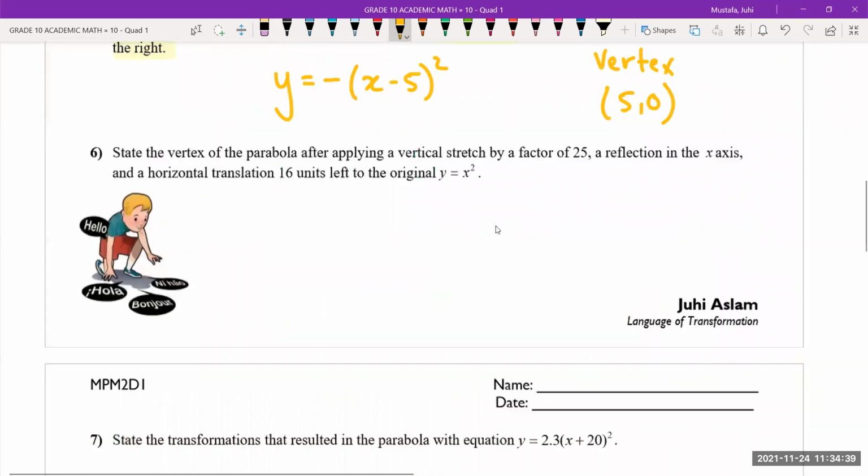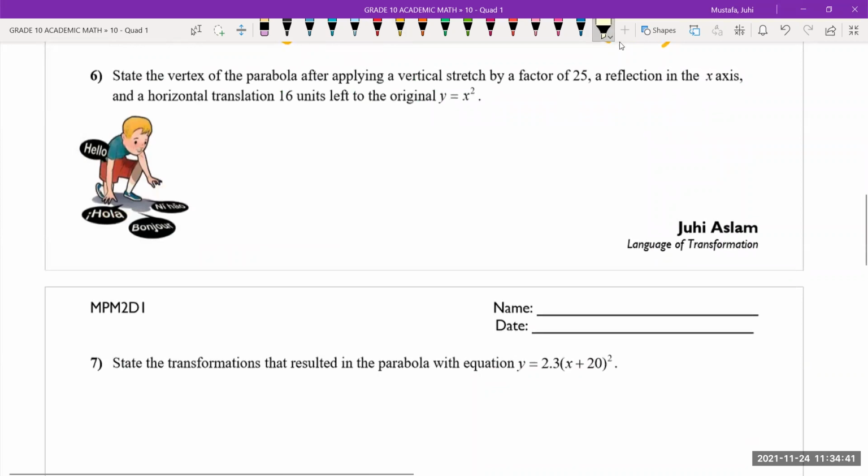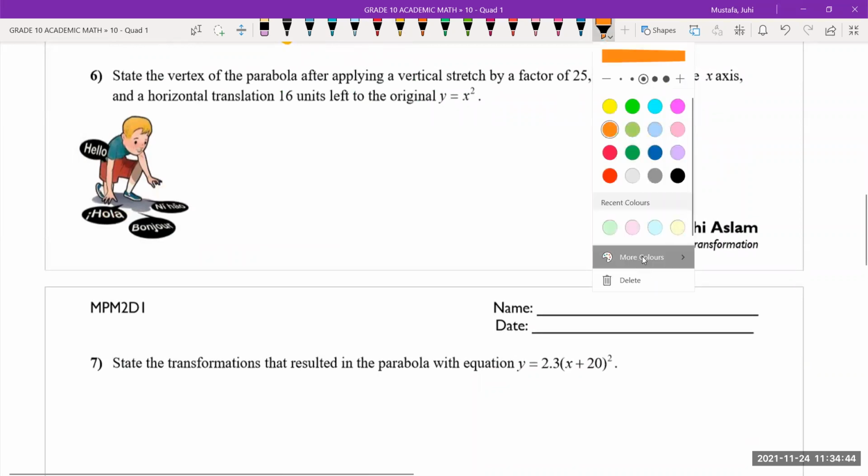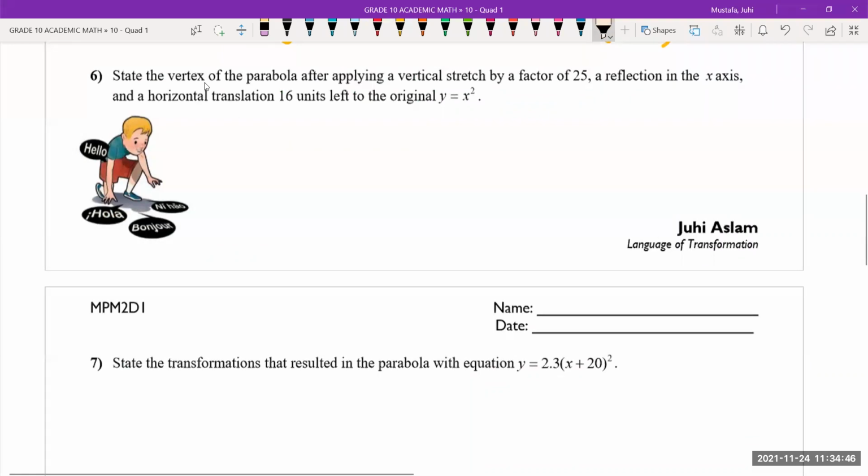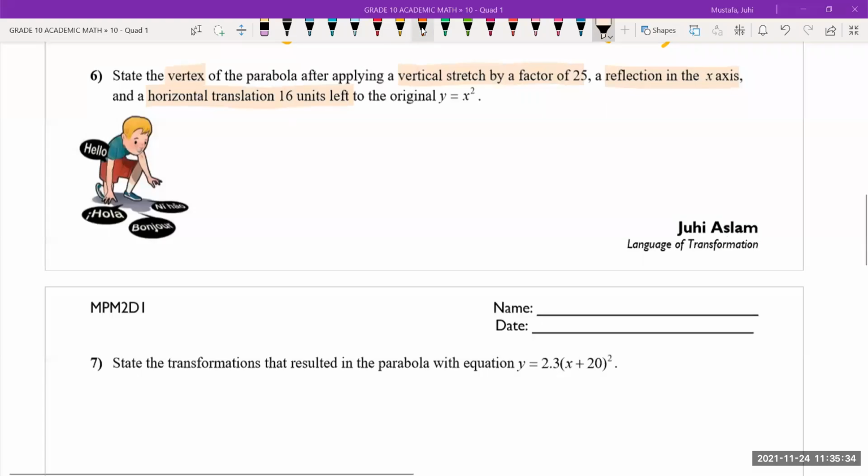Okay. We continue. State the vertex. Again, they're asking us for the vertex of the parabola after applying a vertical stretch by a factor of 25, a reflection in the x-axis, a horizontal translation, 16 units to the left. I'll pause here, give you a second to try it. All right. Jana Haran, you want to tell me what the equation is?